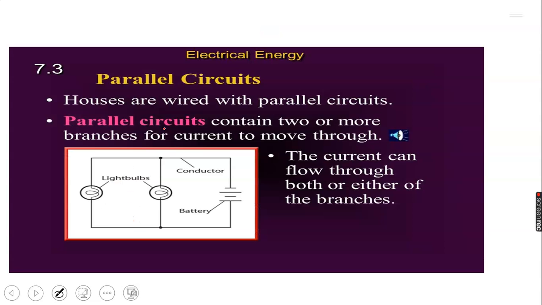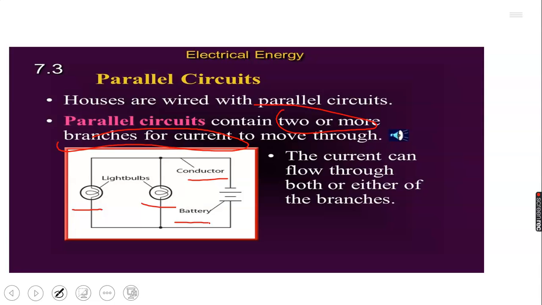Now let's go to the last one, which is a parallel circuit. I want you to note that houses are wired with parallel circuits. Any house you see around, we use parallel circuit to wire them. A parallel circuit contains two or more branches for current to move through. The current can flow through both or either of the branches. You can see there is a bulb, a conductor, and a battery, and the current can move through either of them or both of the branches.